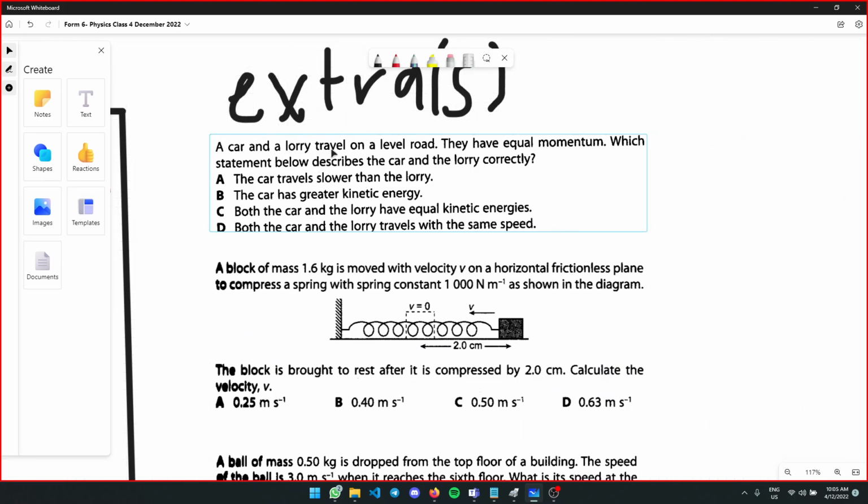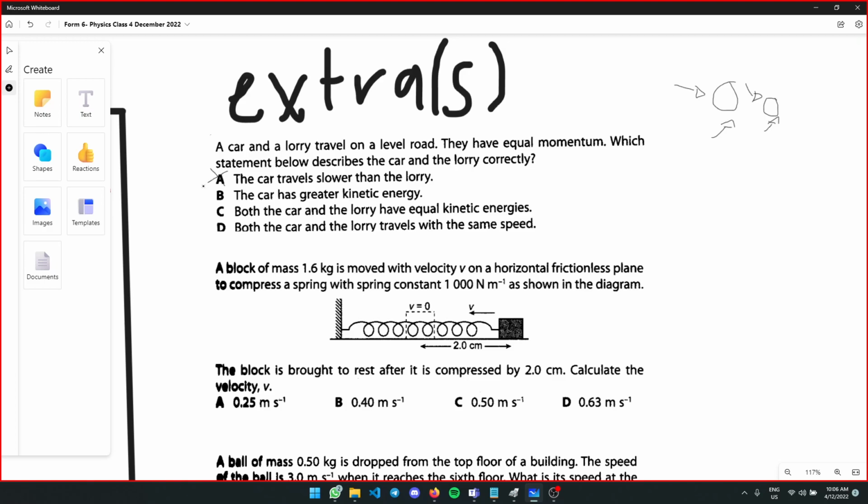The car and lorry travel on an even road. They have equal momentum. Which statement below describes the car and the lorry correctly? Remember the ball I mentioned before, bigger ball, smaller ball? If you have the same momentum, you hit it with the same power, which one will travel further? The smaller ball. The bigger ball will travel shorter. Just remember that. So the car has traveled slower than the lorry.